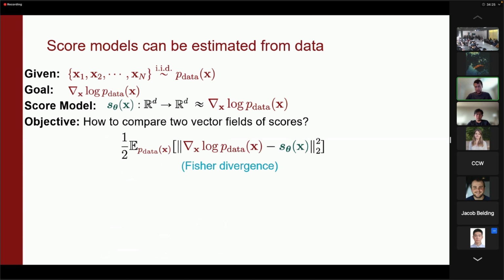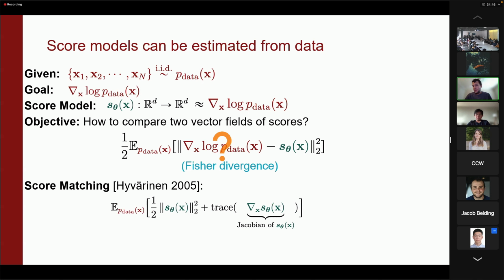So that's the so-called Fisher divergence, where you average with respect to the data distribution the L2 distance between the true score and the estimated score at every point. This looks like something you will never be able to evaluate or optimize because it depends on the true score function, which is unknown. We only have access to samples from the data distribution.